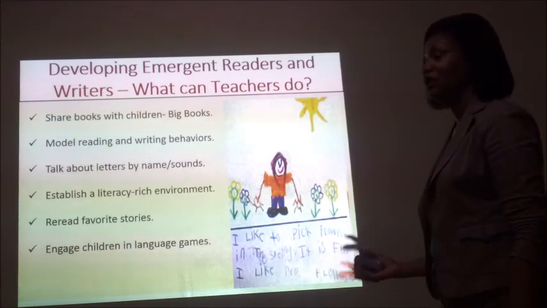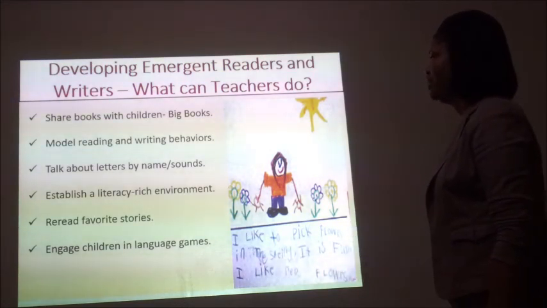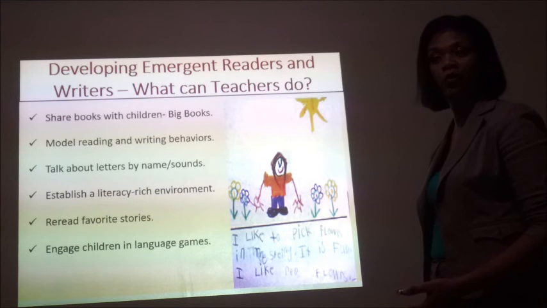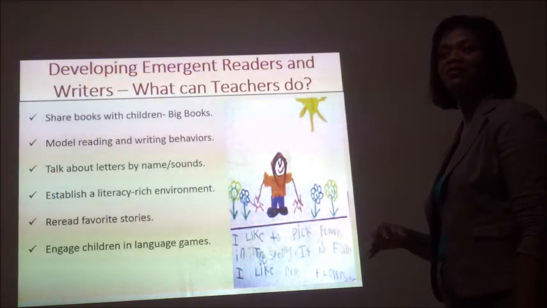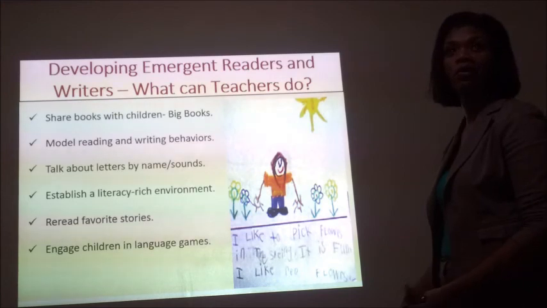And finally, you could always engage children in language games such as bingo games or spelling bees using cut-out letters to form words that are already known or new ones.